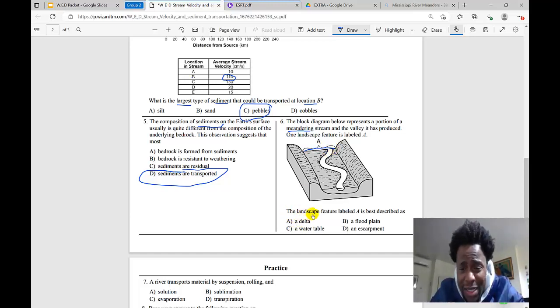The landscape feature labeled A is best described as, remember we said the land close to the river on both sides that is liable to flooding is called floodplain. So that is what this area definitely will be, because if there is excessive rainfall, there's an increase in the volume of the water, the river will expand to cover those areas and flood them. As a result, it's called a floodplain.